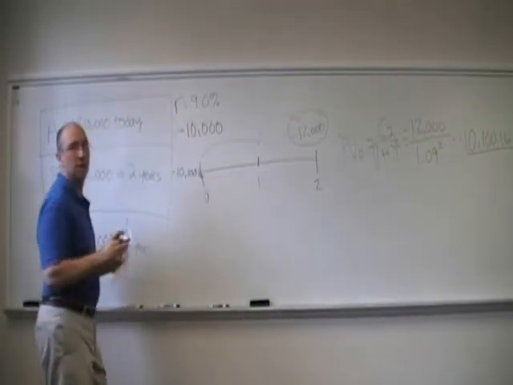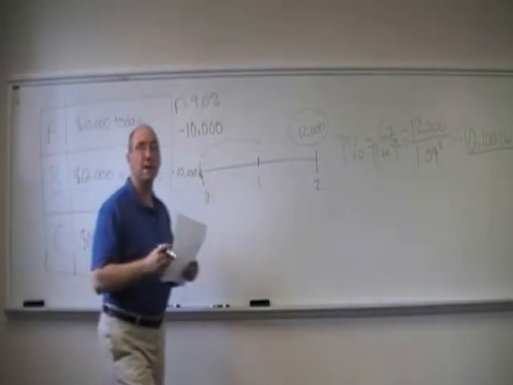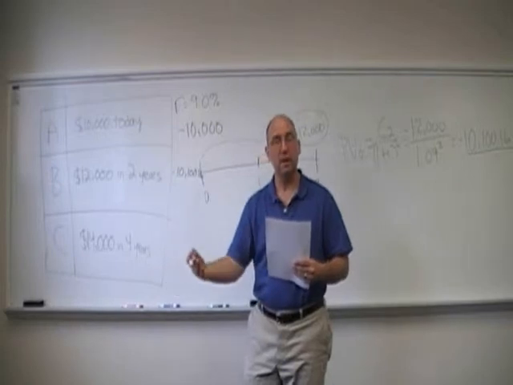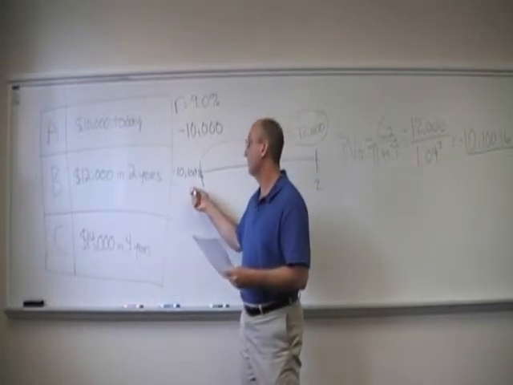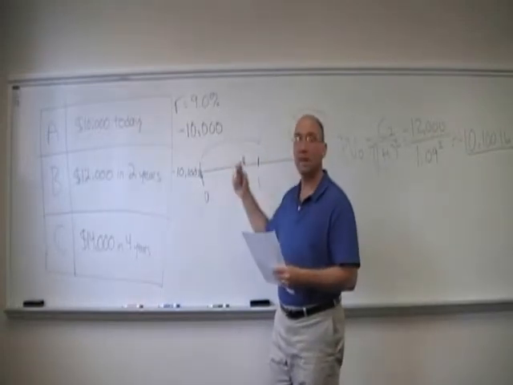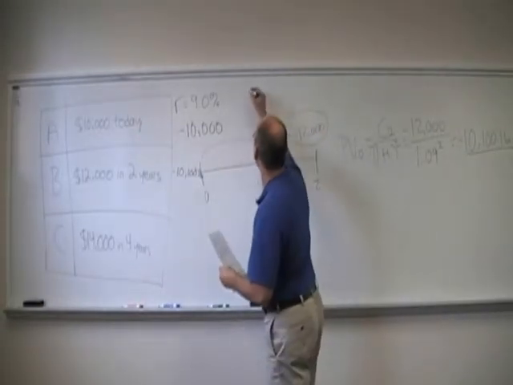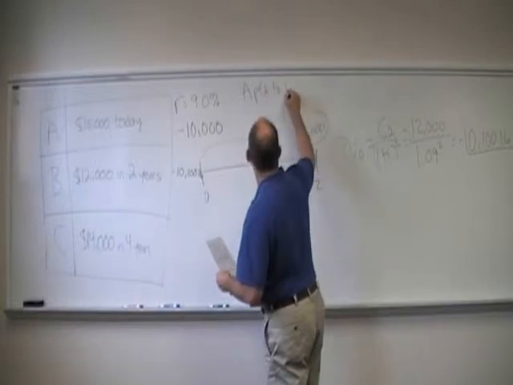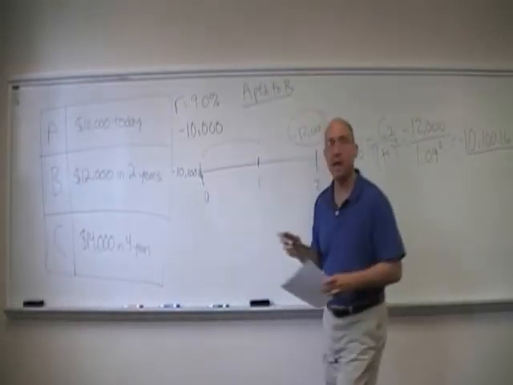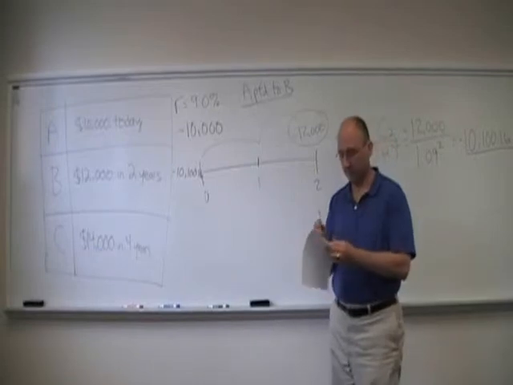So would you rather pay $10,000 today if you're Fairfax Cookie, or would you rather pay $10,100 today? You'd rather pay $10,000 today. So we know that A is preferred. A is preferred to B.